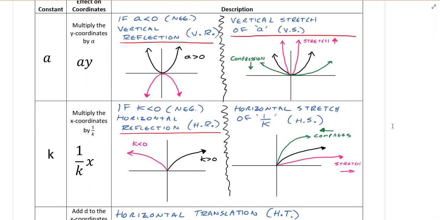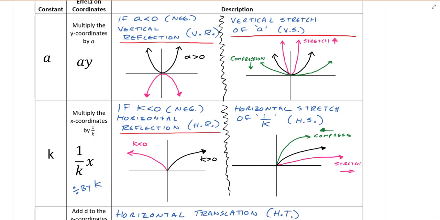That's the k here. Now, we take that and we multiply the x coordinates, but we don't multiply them by k. We actually multiply them by 1 over k. Now, that's the same thing, though, as saying divide them. So divide by k is another way of thinking about it. So instead of multiplying by k, we're dividing by k.